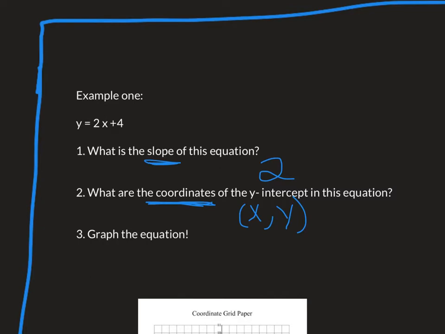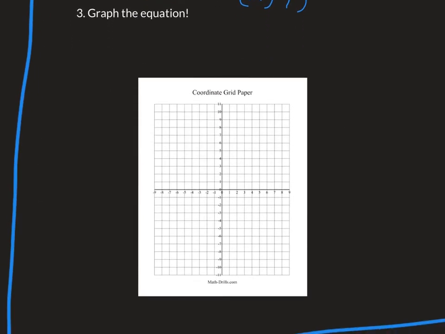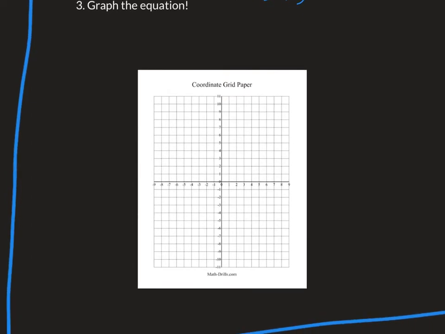But in order to do that, we need to think about what is going to be our x value at the y-intercept. So I want you to take a second and think about, where are all the y-intercepts? I hope what you thought about is that the y-intercepts are on this line, right?